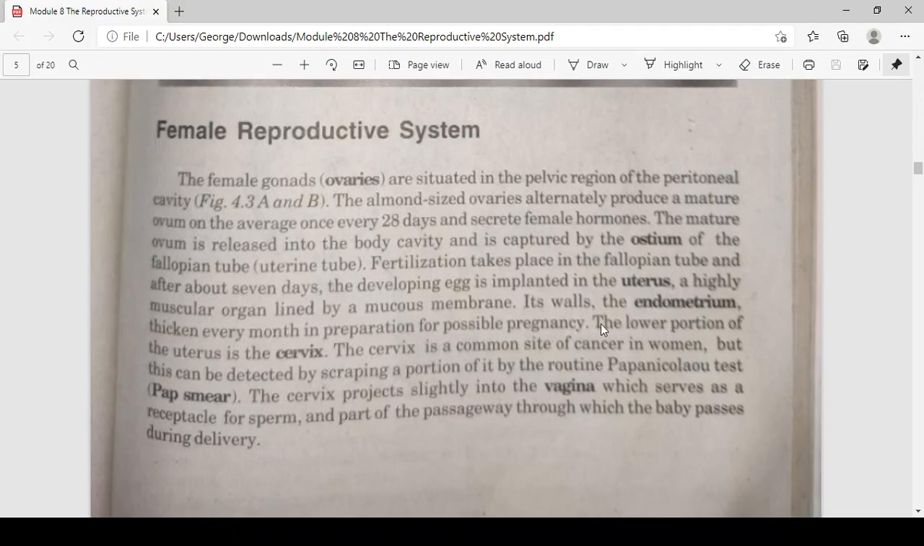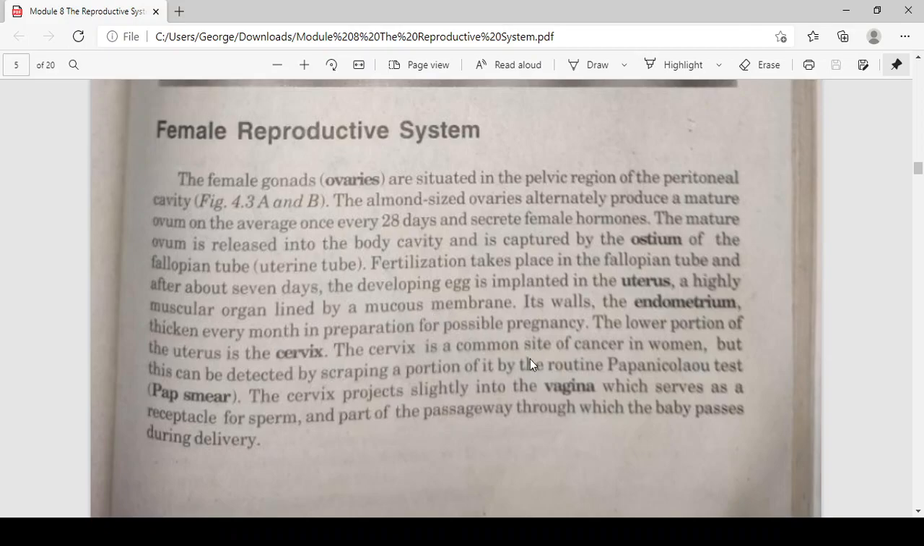The mature ovum is released into the body cavity and captured by the ostium of the fallopian tube or uterine tube. Fertilization takes place in the fallopian tube and after about 7 days, the developing egg is implanted into your uterus, a highly muscular organ lined by your mucous membrane. Its walls, your endometrium, thicken every month in preparation for your possible pregnancy.